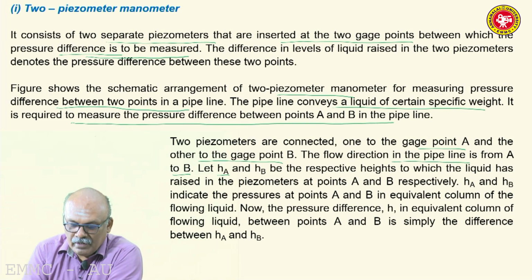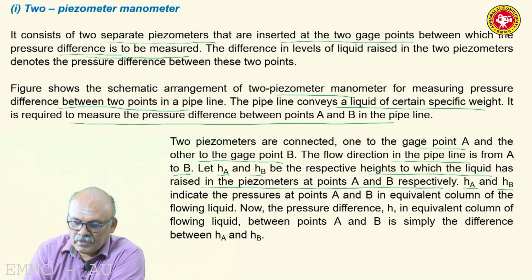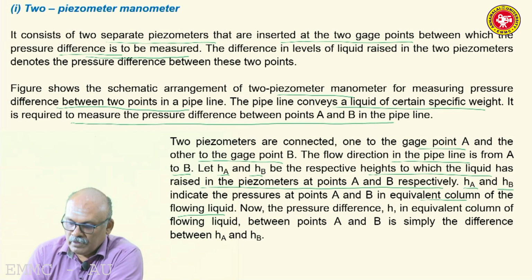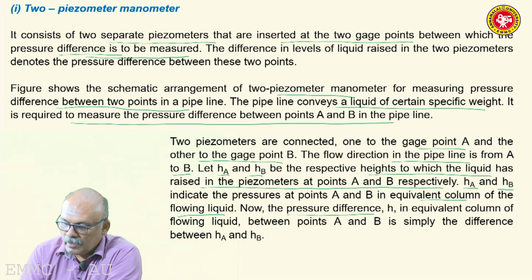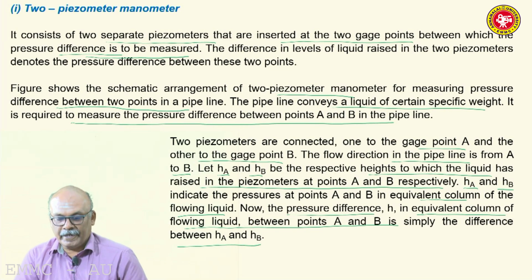HA and HB are the respective heights to which the liquid has risen in the piezometers at points A and B respectively. So HA and HB indicate what? The pressure head. The pressures at points A and B in equivalent column of the flowing liquid. Now the pressure difference in equivalent column of flowing liquid between points A and B is simply the difference between HA and HB. This is what I explained.